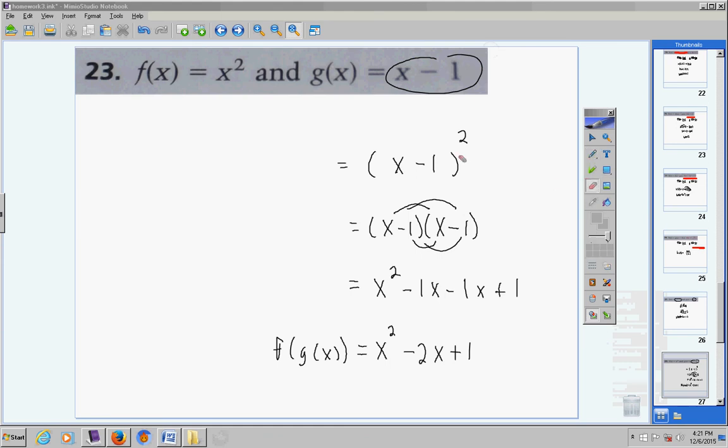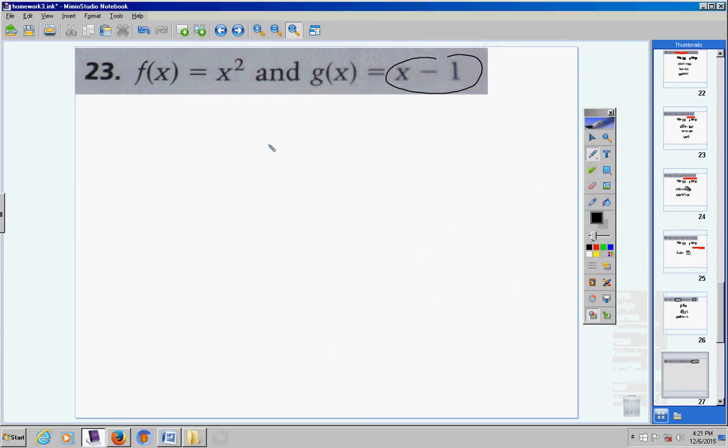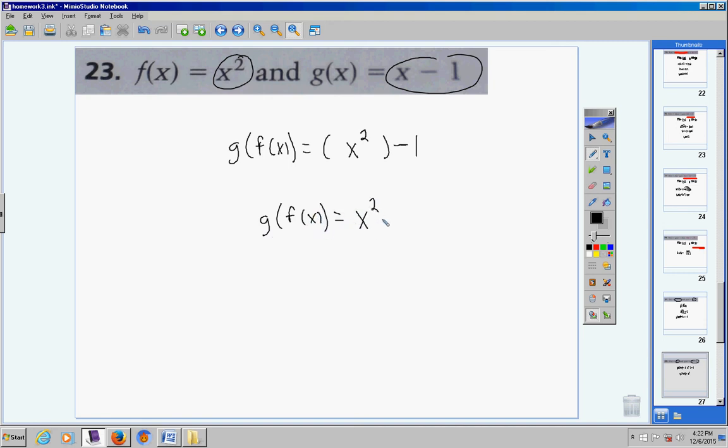Okay, now students, we're going to take a look at the other direction of our composition, g of f of x, okay? G of f of x. Okay, now notice your first letter is g, so you go to your g function, and where the x is, you put a big parentheses. Okay, there we go. Now next is your f function, so you pick up your f function and you put it in the parentheses. There we go. So we're left with g of f of x equals x squared minus 1. Alright, x squared minus 1. Moving on to number 24.